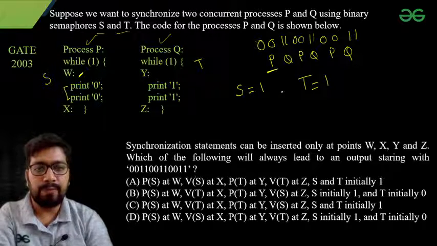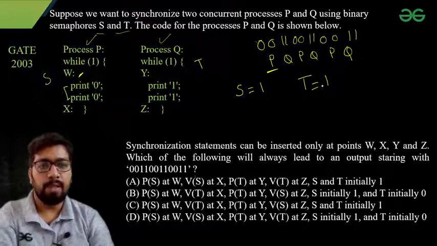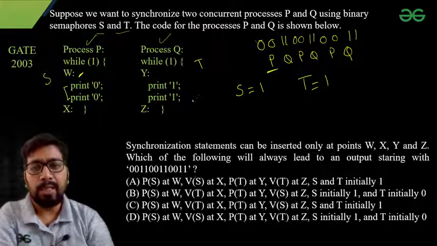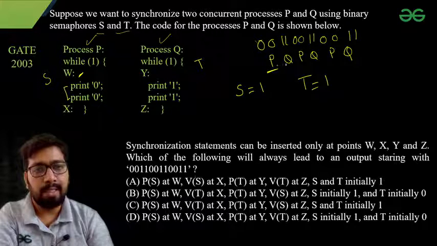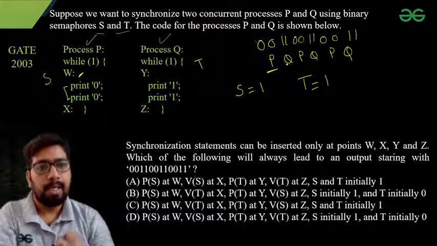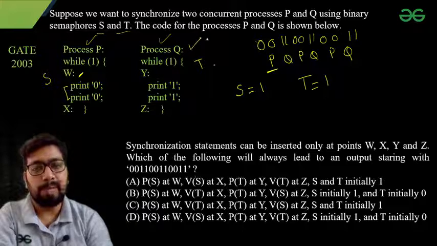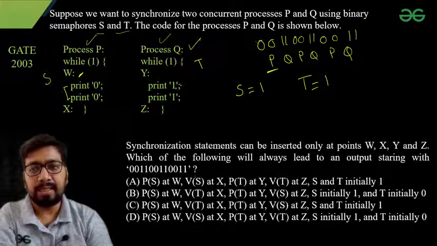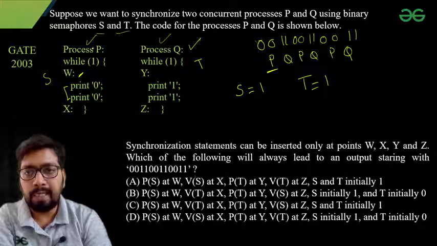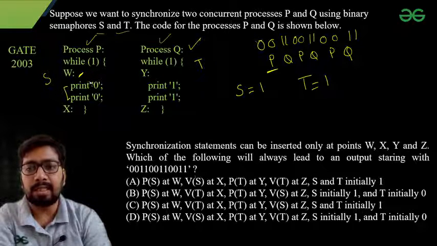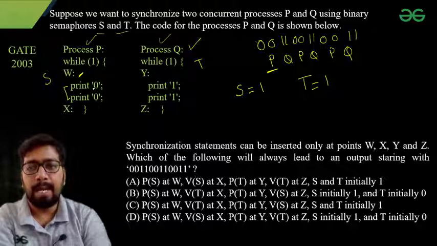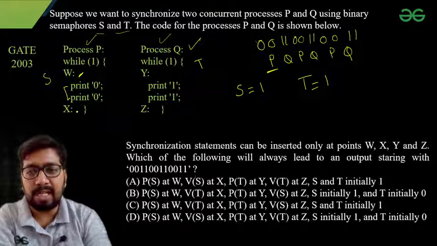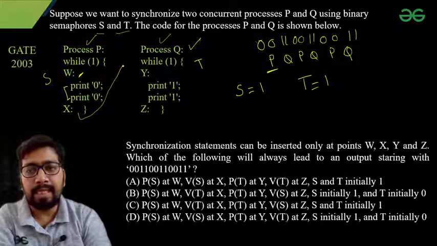And to print 11, we need to decrement semaphore T. Now here you can see P must be implemented before Q, and after P, only Q can be implemented. So what is my suggestion here? Once process P has implemented its critical section, that means process P decrements the value of S and prints 00. After that, it will signal the value of T.